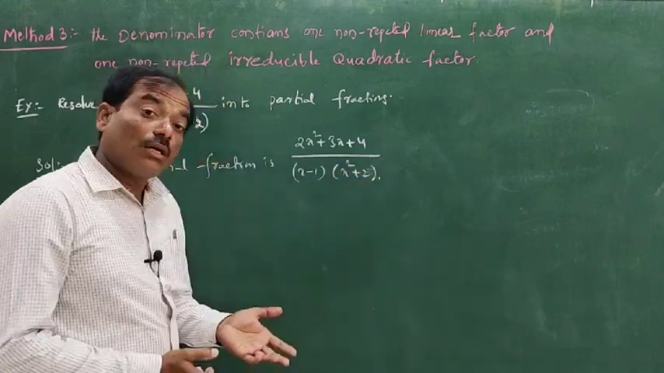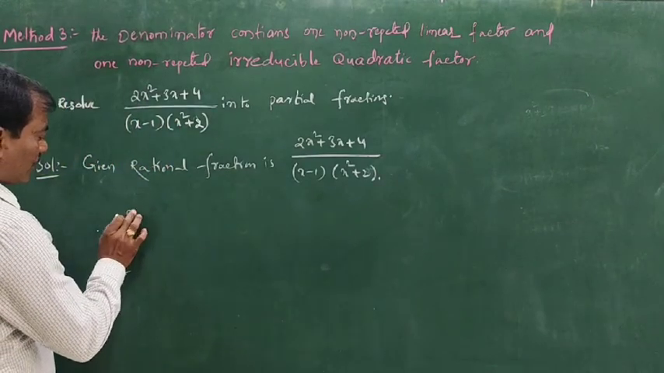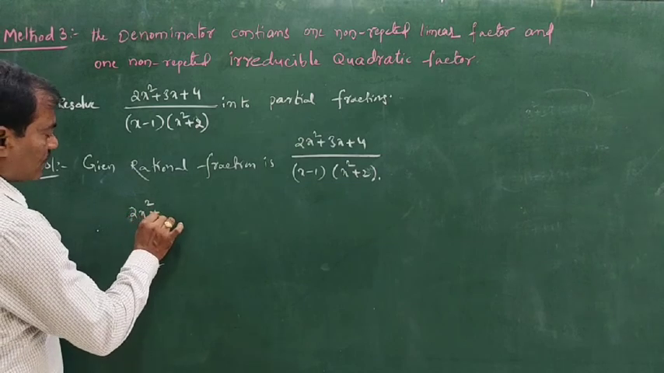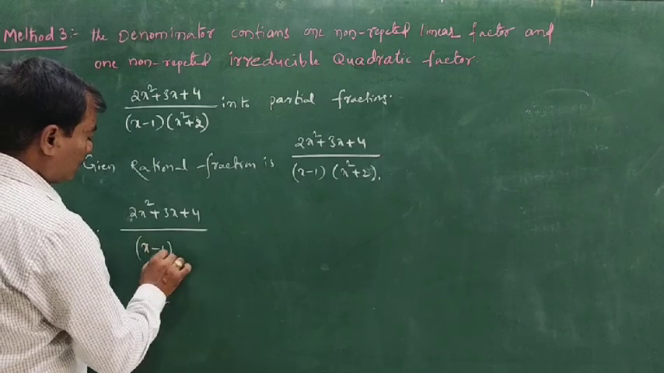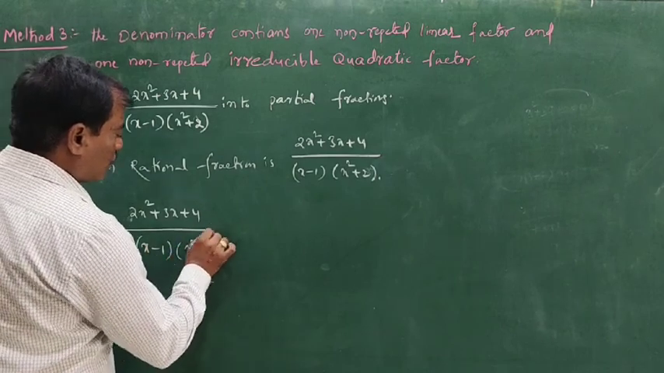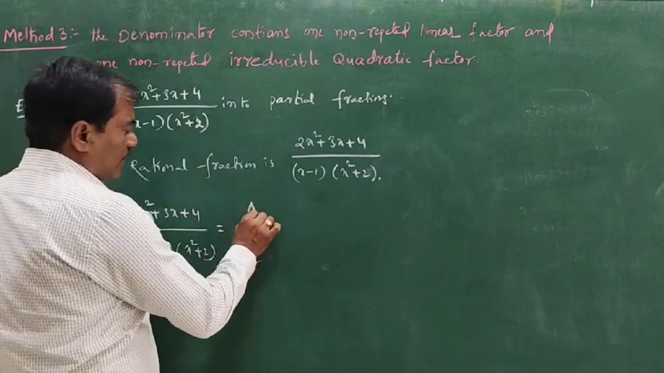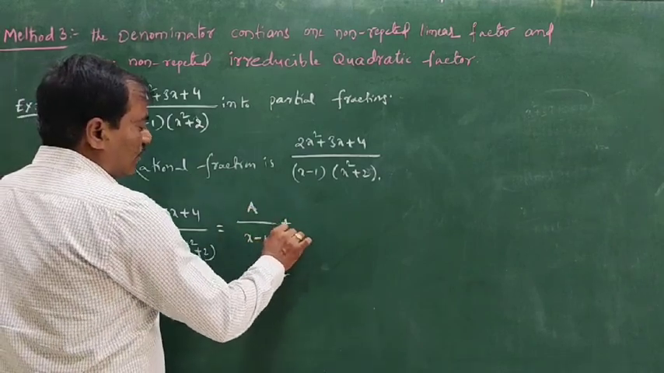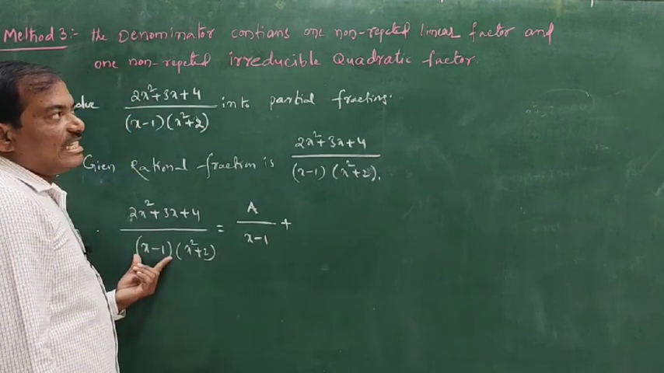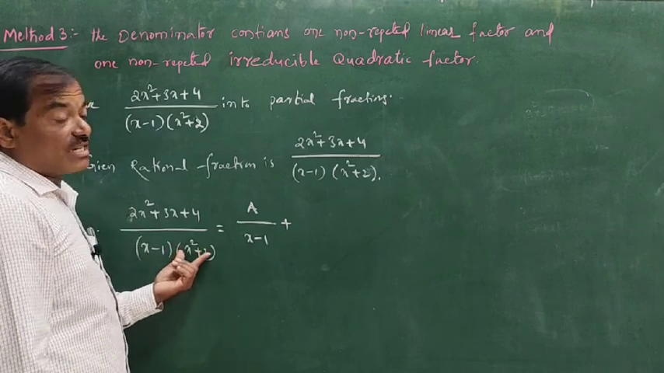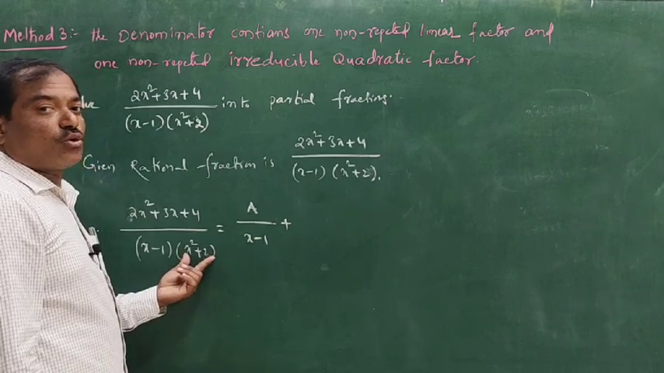And check, this is also a proper fraction. So, (2x square plus 3x plus 4) by (x minus 1)(x square plus 2) equal to. First we have to write the linear factor as A by, and this is the one quadratic. Now this is a non-repeated linear factor. This is a quadratic equation, and this is an irreducible quadratic equation.